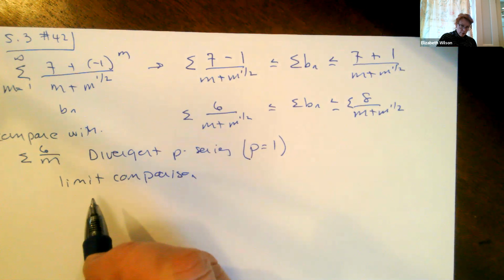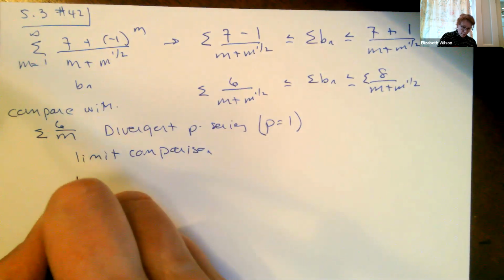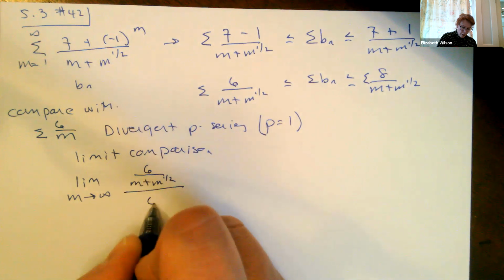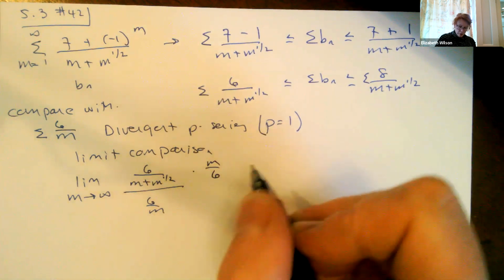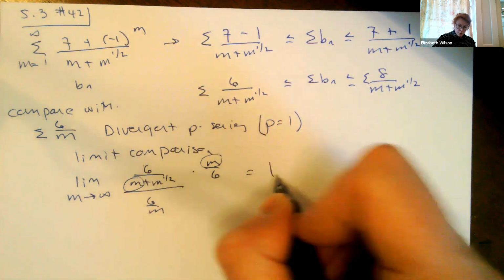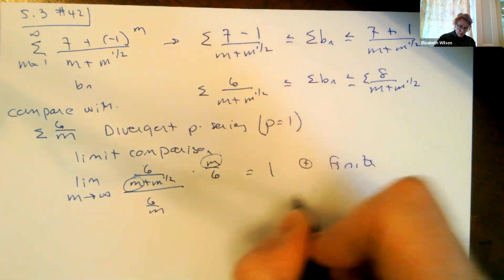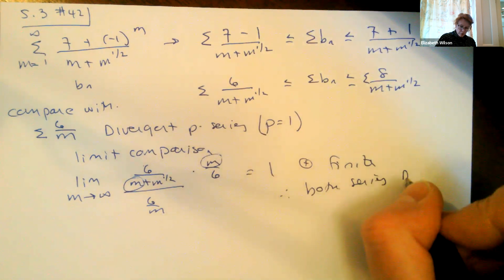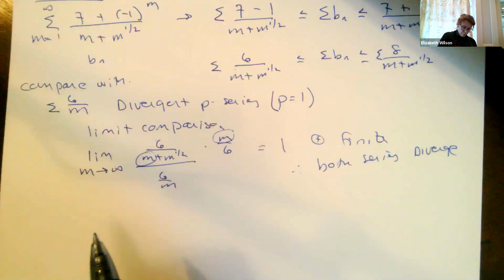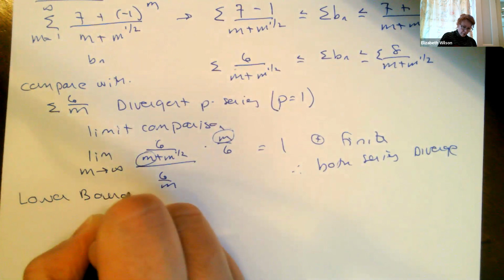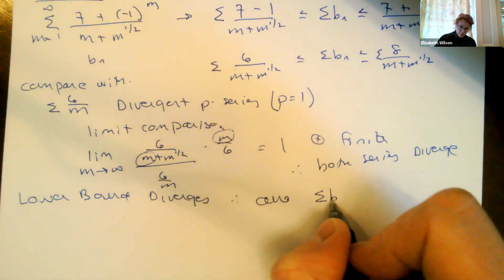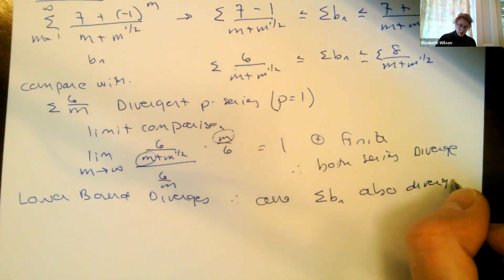So if I do a limit comparison with this, then the limit as m goes to infinity of 6 over (m plus m to the 1/2), all over 6 over m, becomes m over 6. So as m gets really big, these things dominate, and I've got 6 over 6, so that's equal to 1, which is positive finite. So therefore both series diverge. This is my lower bound, right? So we just showed that the lower bound diverges. Therefore our series b sub n also diverges. That's a lot of work, right?